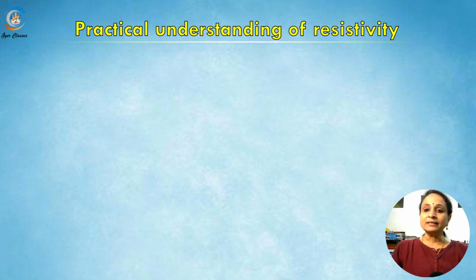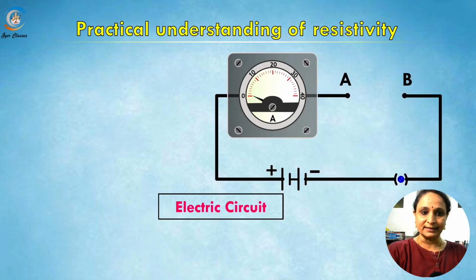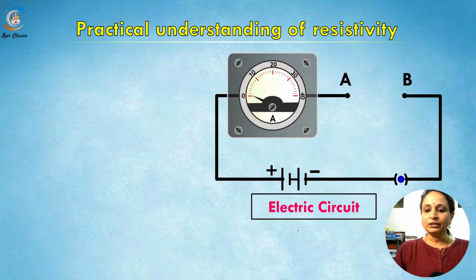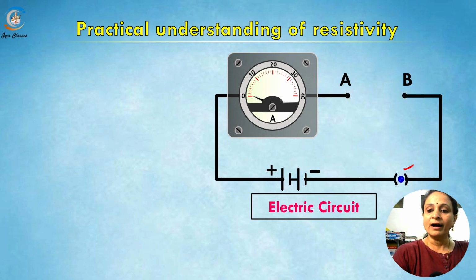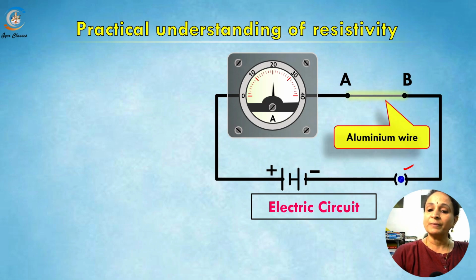Now we'll talk about the practical understanding of the resistivity. Now, if I have an electrical circuit, with a positive terminal of the battery here and the negative terminal there, and an ammeter connected to measure the current, and two points A and B. Then if I put a copper wire, the circuit is complete and I could see the reading in the ammeter. Now if I take another wire made of aluminum, again the circuit is complete and the current reads 20, right?